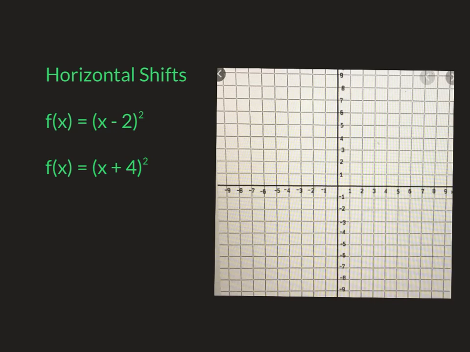Horizontal shifts also work the same way. I've got a minus 2 inside. Don't forget that it's inside. It's left or right, opposite of what you think. So I'm going to shift my graph 2 to the right. Draw the same parabola that I've been drawing. This one, x plus 4. If we change colors here, the x plus 4 is going to, opposite of what you think, shift 4 to the left. Over here, draw your parabola. There you have it. That's the horizontal.